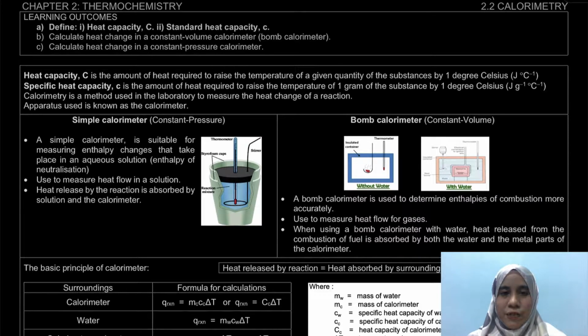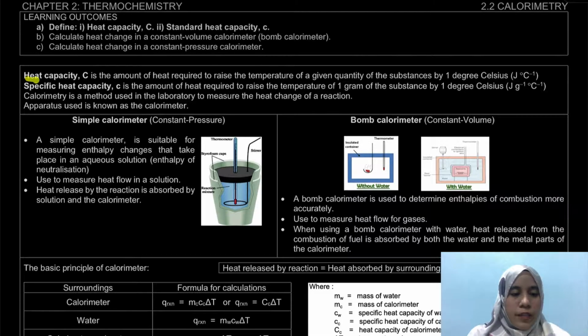Assalamualaikum and hello everyone. Welcome to the video for 2.2 Calorimetry, where in this video we will learn to define heat capacity and specific heat capacity, and then calculate the heat change in a constant volume calorimeter and calculate the heat change in a constant pressure calorimeter. Okay, so without further ado, let's do the definition.